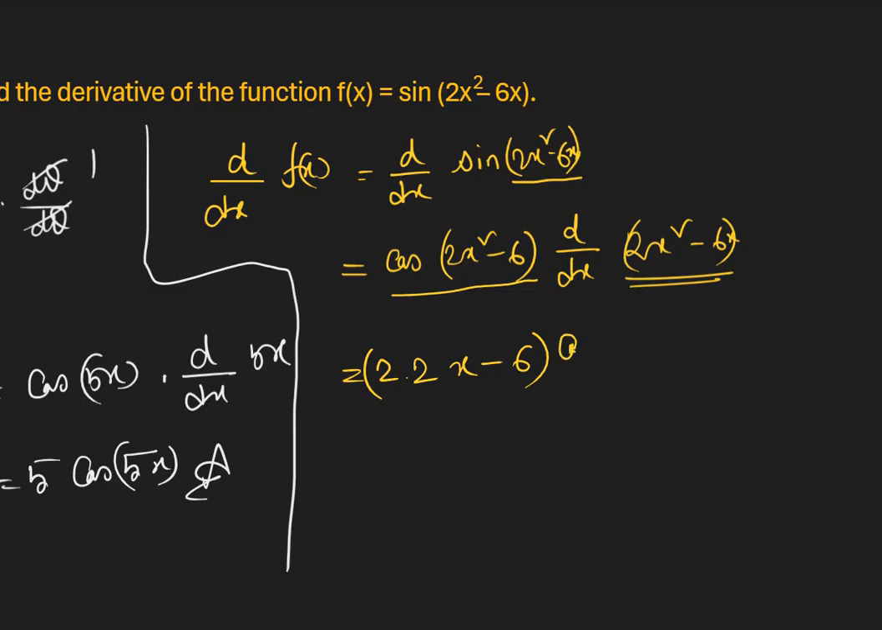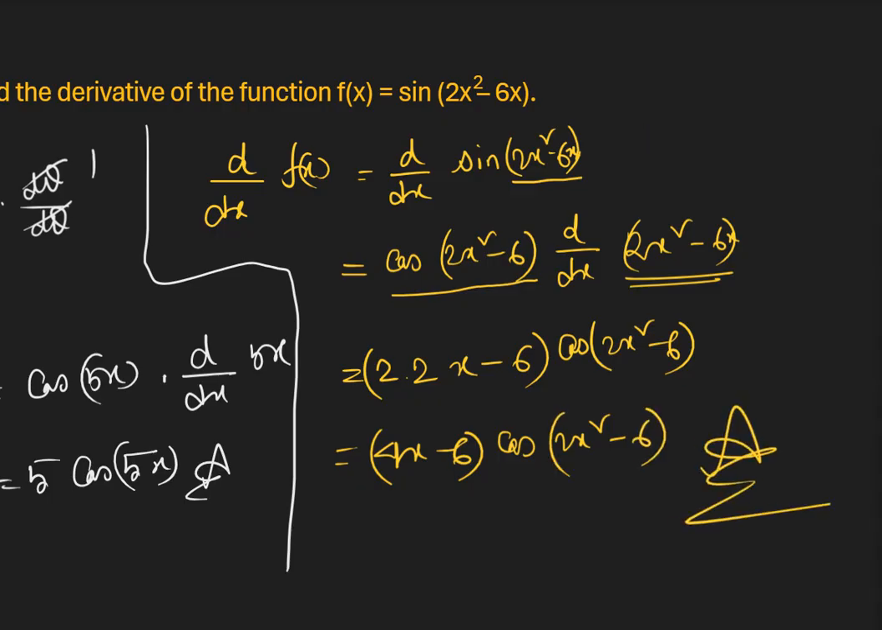So let's write down cos of (2x squared minus 6x). So the final answer will be (4x minus 6). Of course, the first bracket is very important here. Cos of (2x squared minus 6x). So this is the final answer.